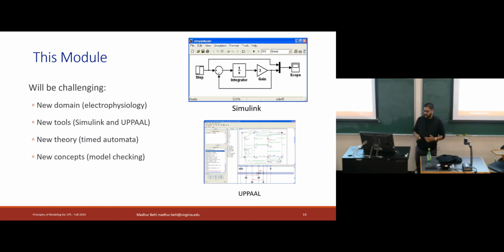Then we will actually use a new tool. So far you've been just using MATLAB. Now you will switch to a tool called Simulink. Specifically, there's a tool called Stateflow, and I'll tell you a little bit more about that towards the end of the lecture. The modeling principle that we will study, just like we did state space models and parameter estimation, in this module we will study timed automata and model checking.